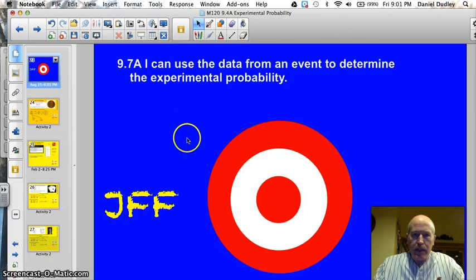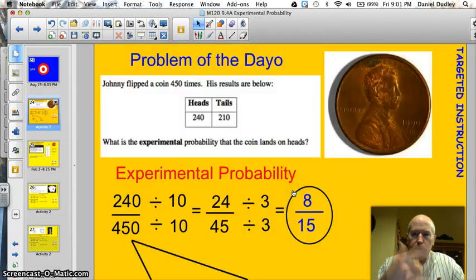Officially tonight it's 9.7a. I can use the data from an event to determine the experimental probability. Sounds complicated? Easy target, you're going to like it. Let's do this thing. All right, here's the problem of the day.